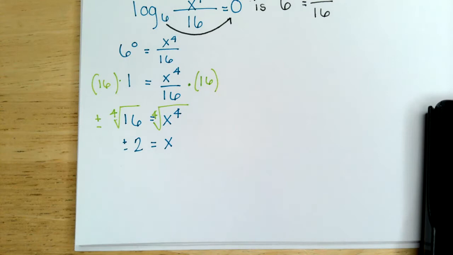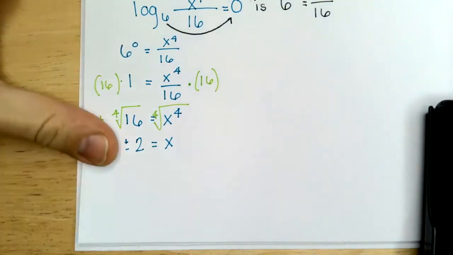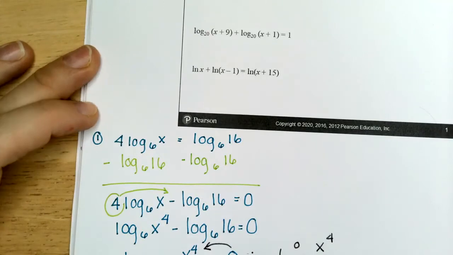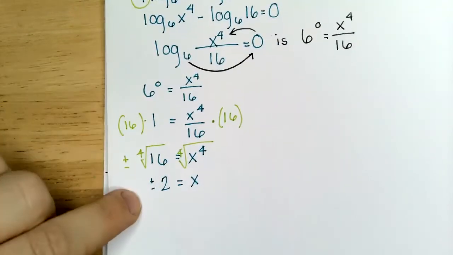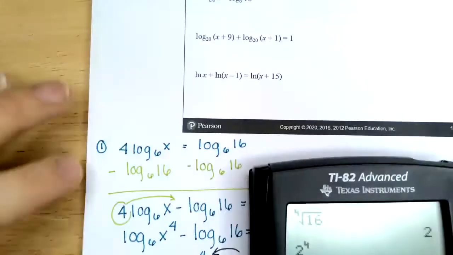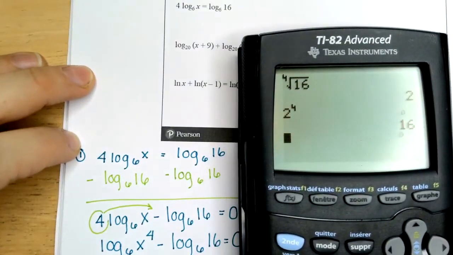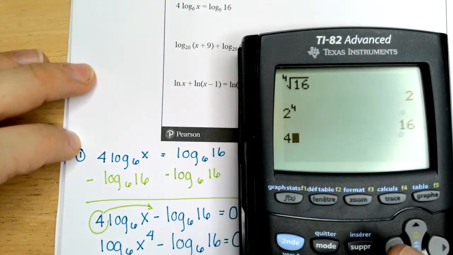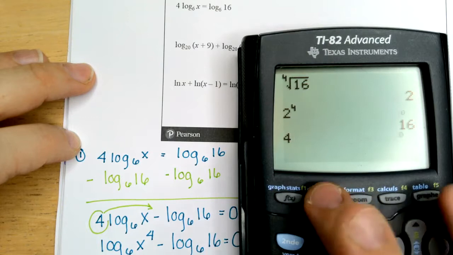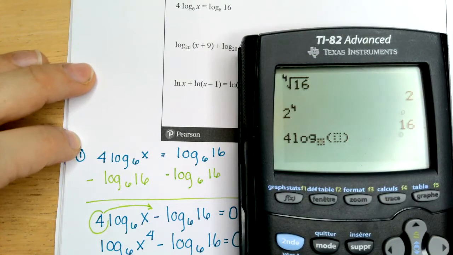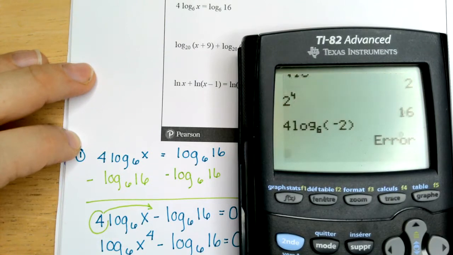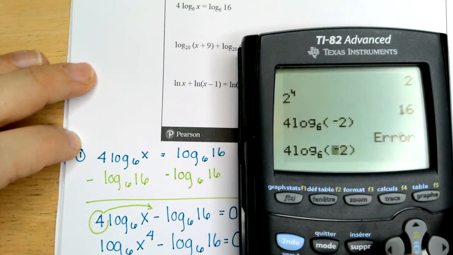Now, let's check our answers. We're putting x in for the log. If you remember, we can't take the log of a negative number, so we can eliminate the -2 as one of the answers. All right, but I'll just do it anyway. 4 times the log base 6 of -2 is a non-real answer. But I'll check that other one.